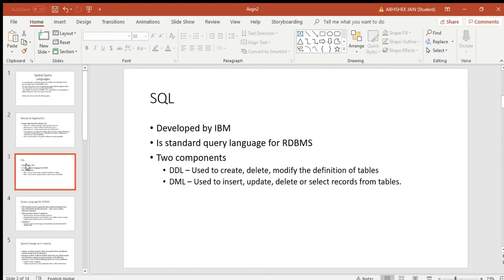SQL, known as Standard Query Language, was developed by IBM and has become a standard query language for relational database management systems. The two major components of SQL are DDL, which is Data Definition Language, used to create, delete, and modify the definition of tables. Second, the Data Manipulation Language, or Data Modification Language, used to insert, update, delete, or select records from the tables.